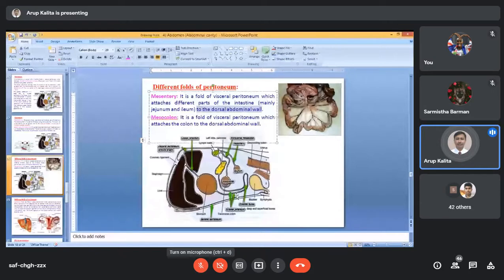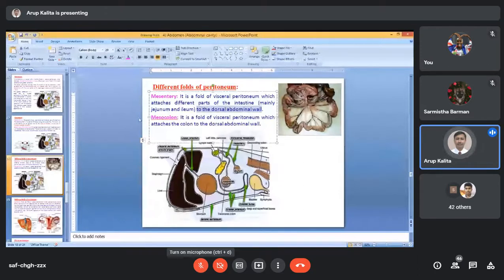So mesentery is a double fold of visceral peritoneum. One side it is connected to the part of intestine. Another side it is connected to the dorsal abdominal wall. Whereas the omentum is also a double fold of visceral peritoneum, but it connects one side with the stomach, another side with the other viscera. That is the difference. Now coming to the mesocolon.